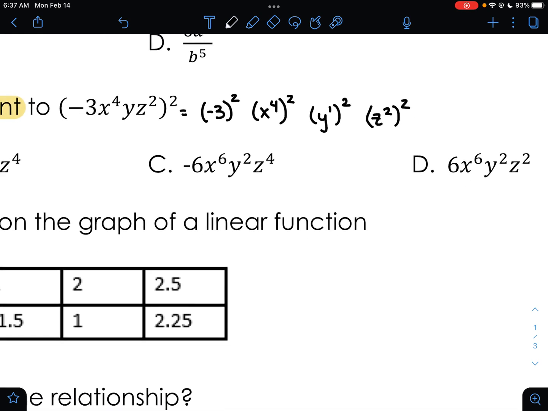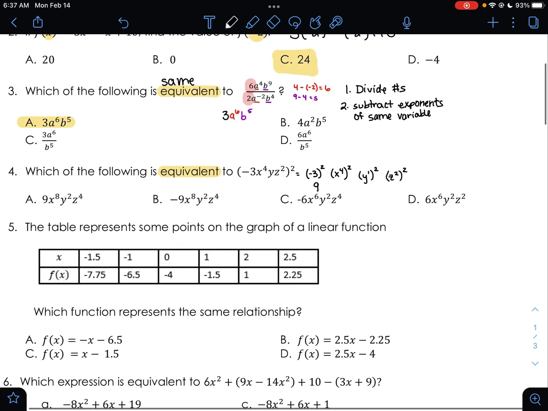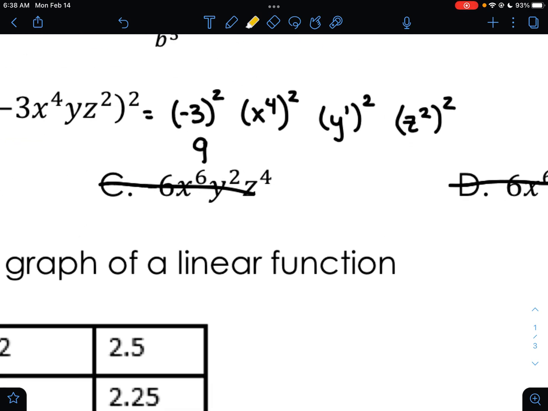Okay, so I did all my separating. So negative 3 squared, that gives me 9. Okay, so if I look at that, I can automatically eliminate answer choice D, and C. And negative 3 times negative 3 is positive 9, so I can eliminate B, which leaves me with the answer choice A.